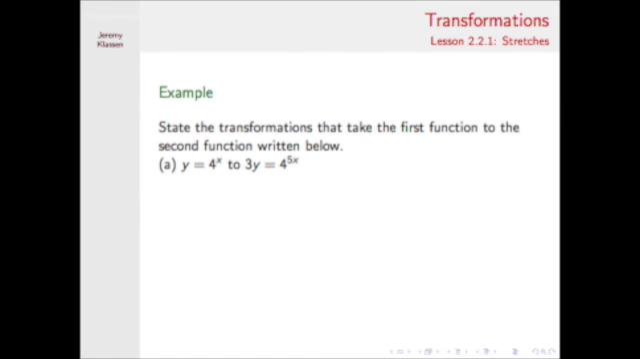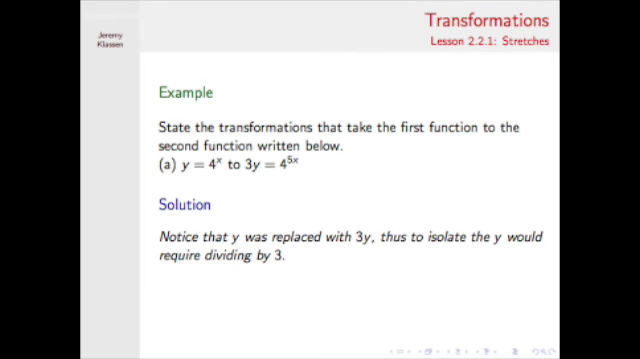Now in this question, we're going to look at things in a little different way here. I want you to state the transformations that take the first function to the second function written below. So this first question, we're going to look at and compare the functions y equals 4 to the x to 3y is equal to 4 to the 5x.